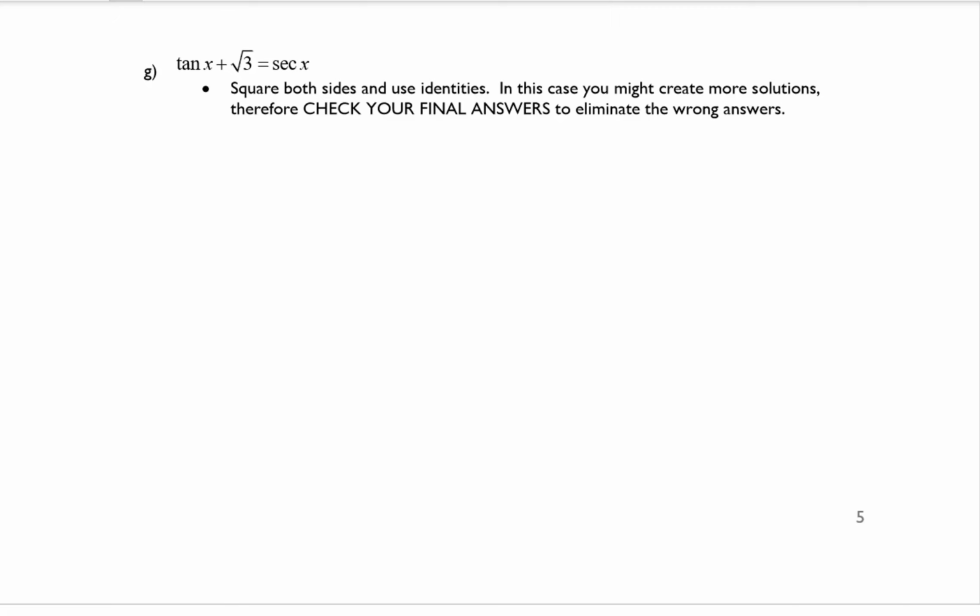So we have tangent of x plus the square root of 3. We want to square that, and then we want to square the right-hand side as well. So for the left-hand side, we're going to have to FOIL that. So I'm going to write this out to help me.